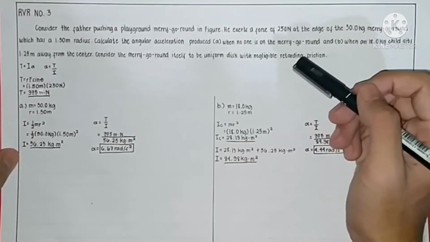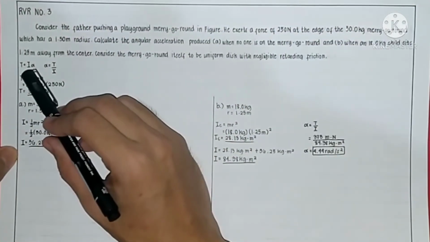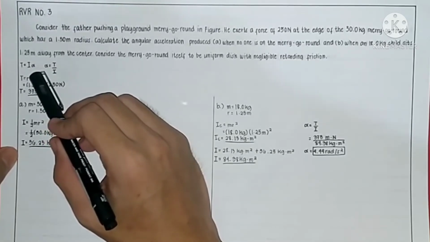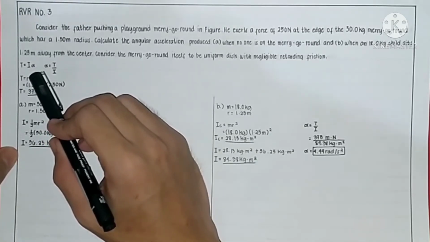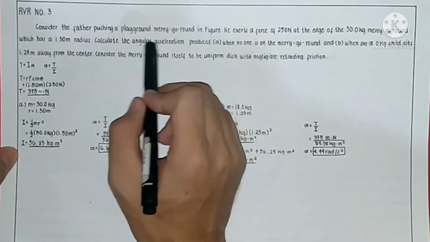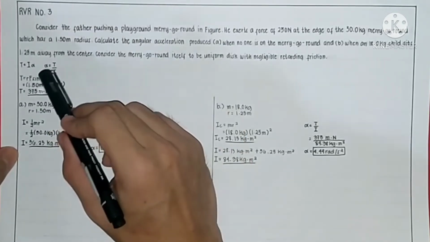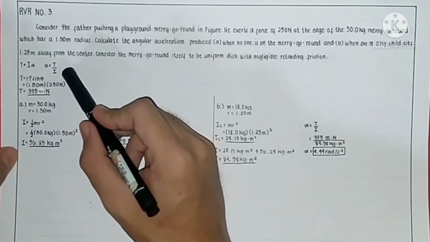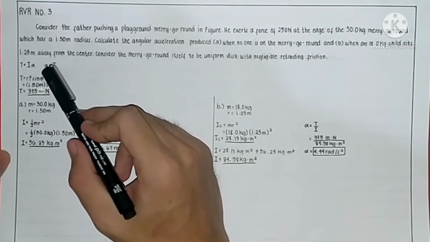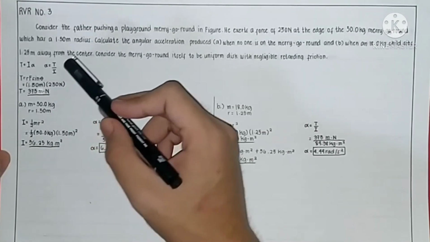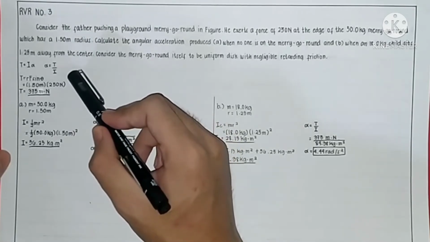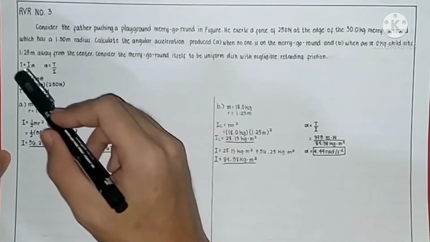In this problem, I use the formula of torque is equal to inertia times alpha. And also by manipulating this formula, in order to get the value of angular acceleration, I use the formula of alpha is equal to torque over inertia. So, para makuha yung value ng angular acceleration, we must have first the value of torque and the value of inertia. So, first kinuha ko is the torque.